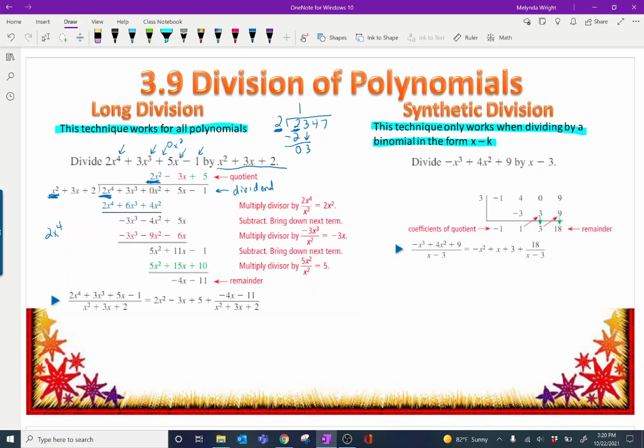All right, so then what we do is a little bit different than this technique. So we said 2 goes into 2 one time, 1 times 2 is 2. All right, here we go. 2x squared times x squared is 2x to the 4th. 2x squared times 3x is 6x cubed. 2x squared times 2 is 4x squared.